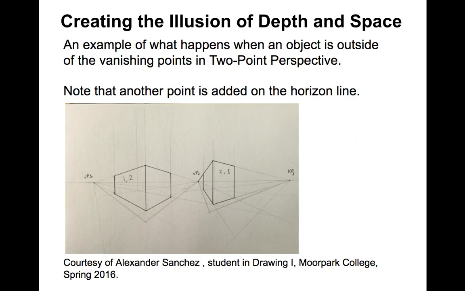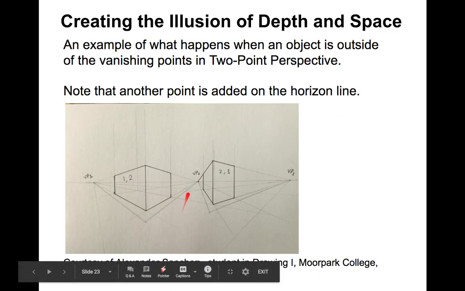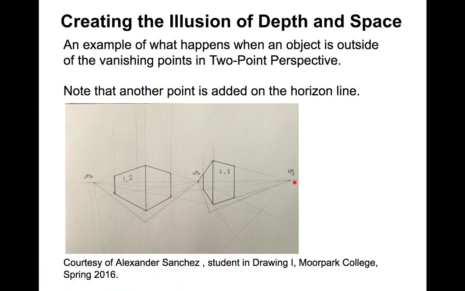So this is an example of what happens to an object outside the vanishing points in two-point perspective. This is a drawing that was done for me by a student, and you can see that here's one building in two-point perspective, and here is another building in two-point perspective, yet we have 1, 2, 3 vanishing points on the page. So it looks like a street scene down the middle, and you can continue having additional vanishing points to the right as you create another set of two-point items like these buildings.